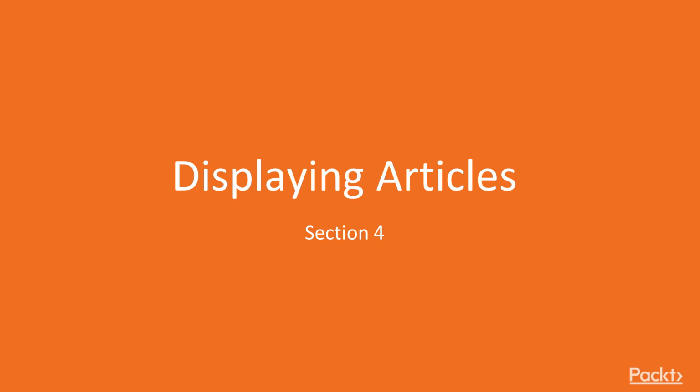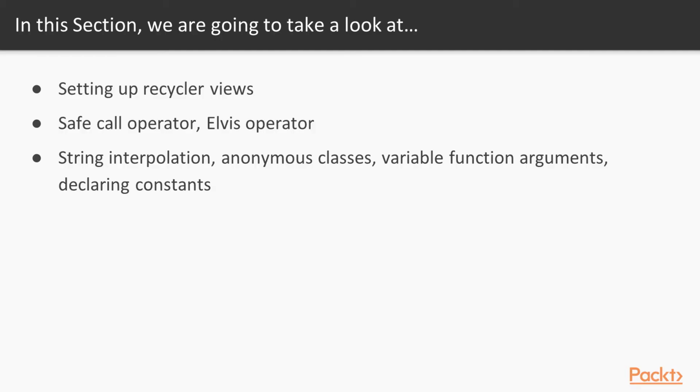Hi, and welcome to the fourth section of the course, Displaying Articles. In this section, we'll create the main activity for our app, one that hosts a list of news articles. And from Android, you'll learn how to set up recycler views. And from Kotlin, you'll learn about null safety, and we'll also learn about some other useful features, like string interpolation, declaring constants, variable function arguments.